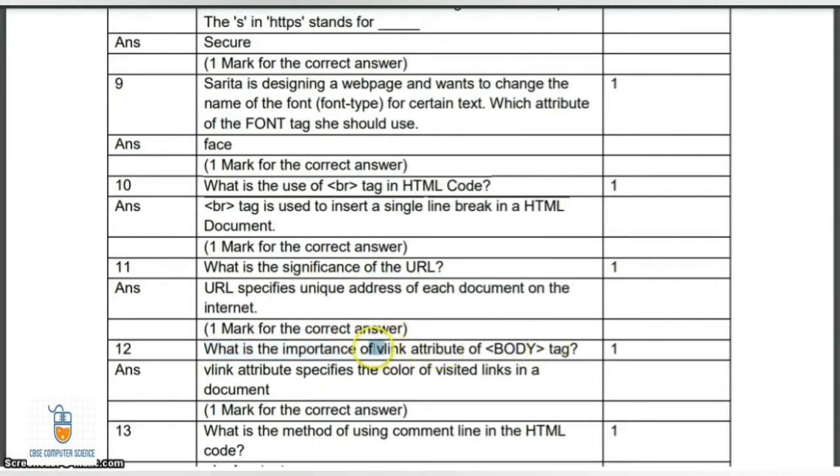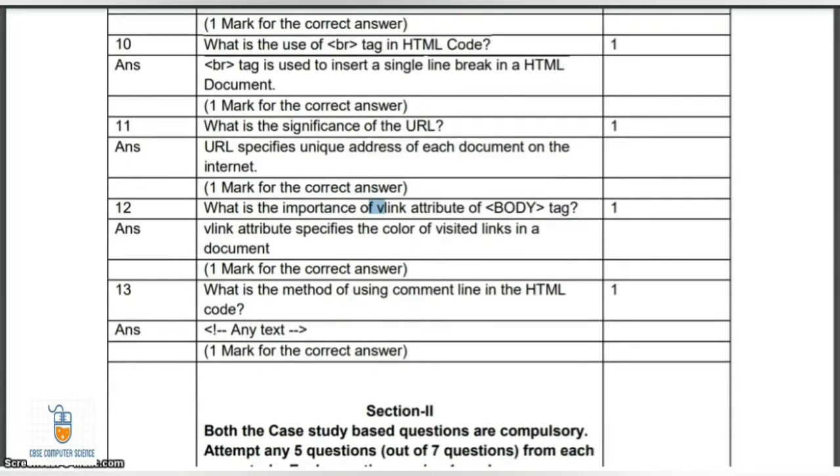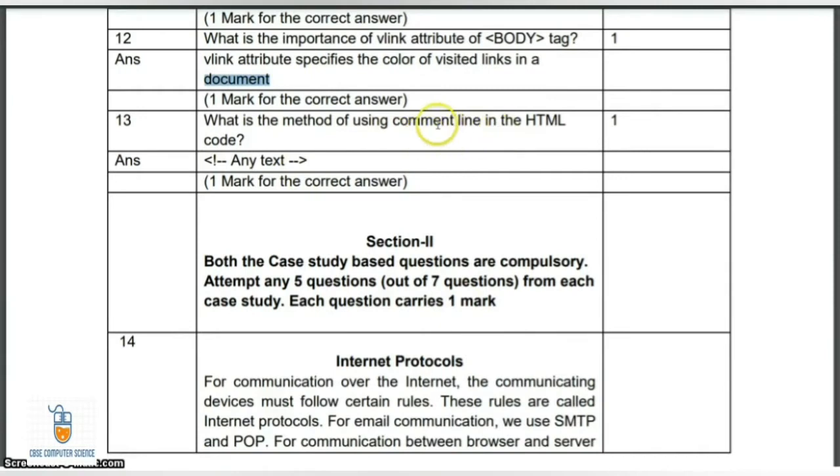When we are creating hyperlinks using the anchor tag, the links are provided some colors. So vlink stands for visited link here, and the colors of hyperlinks are set in the body tag, not in the anchor tag. So the vlink attribute of the body tag is used to set the color for visited links. We also have alink and link attributes which are used in the body tag only to specify active link and non-visited link colors. Now, moving to question number 13, what is the method of using a comment line in the HTML code?